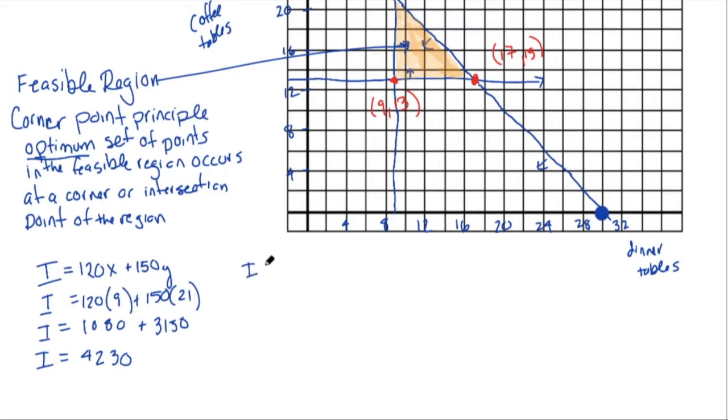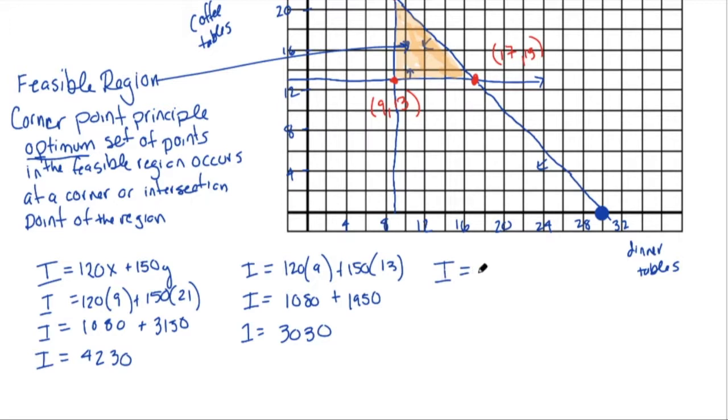So let's do the 9 and 13. I equals 120 times 9 plus 150 times 13. Some of you are like, well, clearly that's not going to be the most. If we want to be extra diligent, we could make sure by testing it out. But you should be able to recognize that because we are just straight up making less of the coffee tables, that clearly we're not going to have our maximum profit. So that's 1,080 plus 1,950 gives us 3,030. So that's less. But what about our third point?